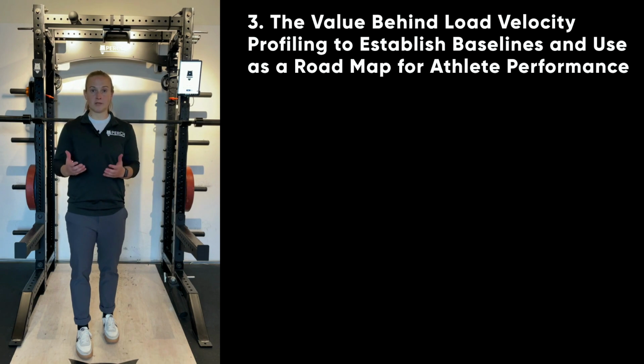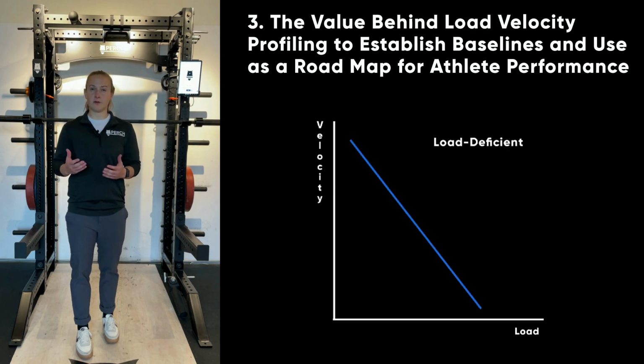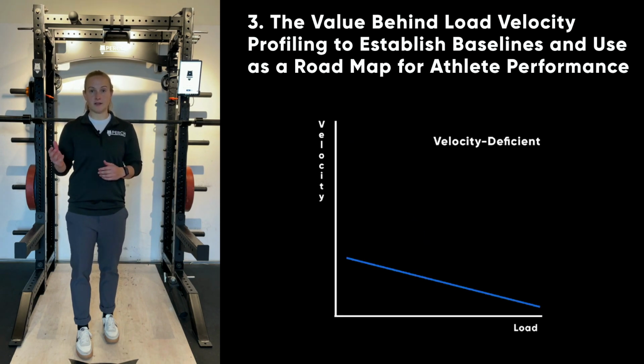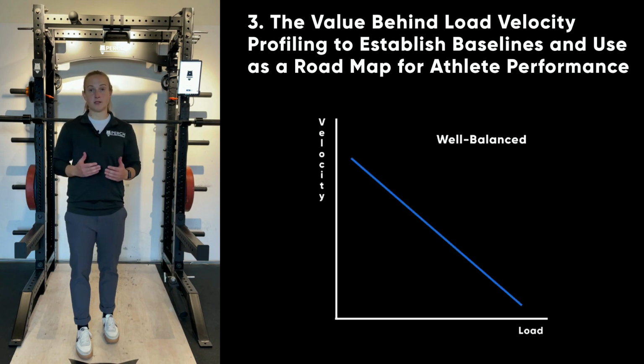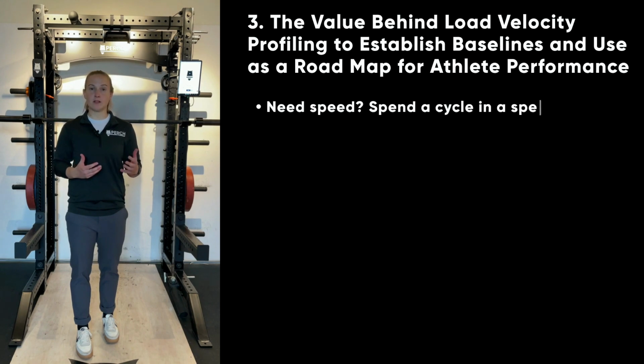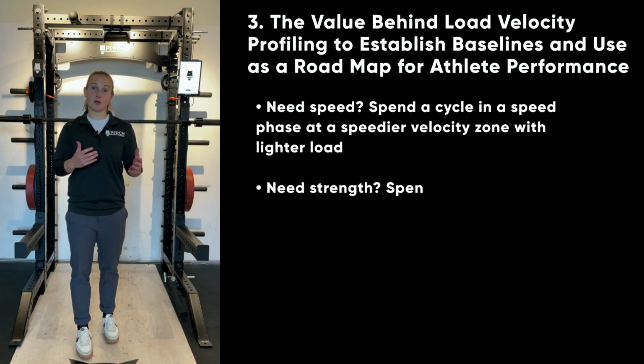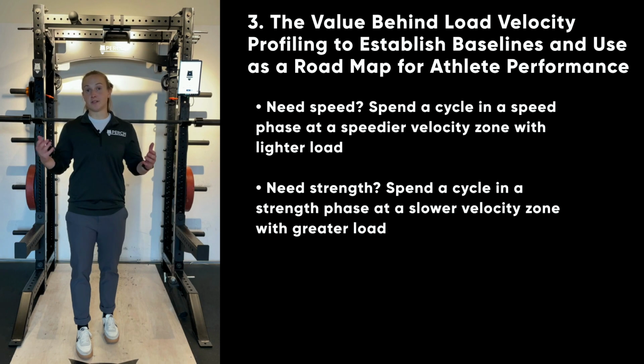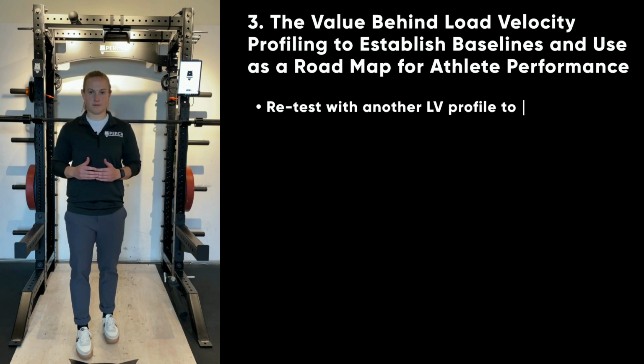This protocol builds your load velocity profile, and you can tell if you're load deficient, velocity deficient, or well balanced based on the slope of your LV profile curve, alongside the needs analysis of your sport or position. If it's determined that you need more speed, then you can spend a micro or mesocycle working at lighter loads and faster velocities. And if it's determined that you need more strength, then you can spend a micro or mesocycle working at heavier loads and slower velocities. Retest at the end of the cycle to determine if you've developed the desired adaptation, and keep training.